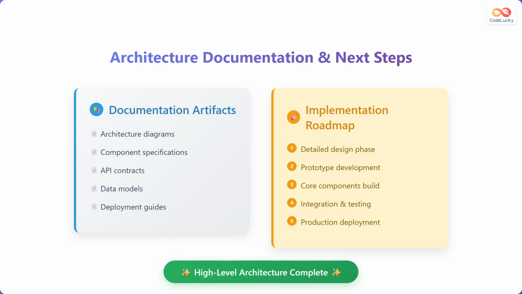Finally, we cover architecture documentation and the next steps. Documentation artifacts include architecture diagrams, component specifications, application programming interface contracts, data models, and deployment guides. The implementation roadmap involves a detailed design phase, prototype development, core components build, integration and testing, and production deployment. With this, our high-level architecture is complete.